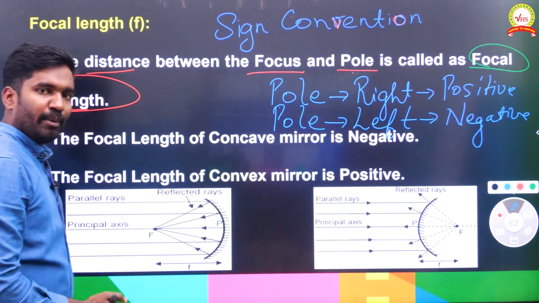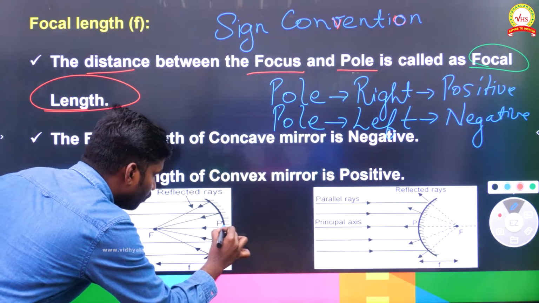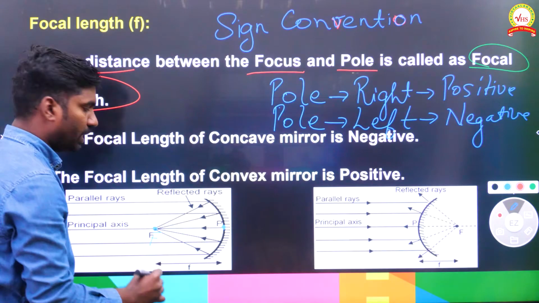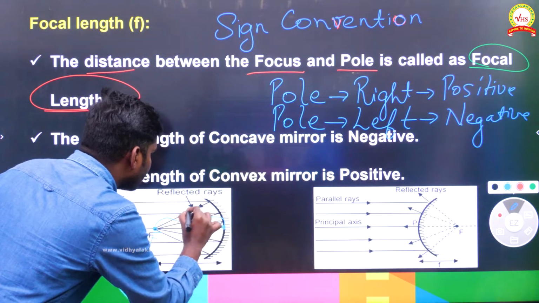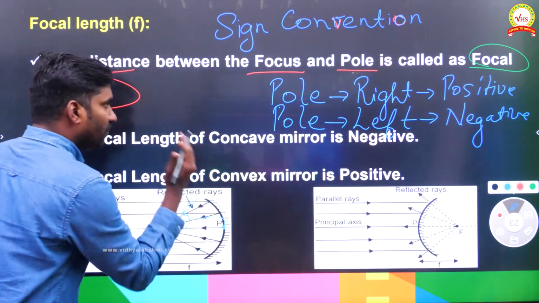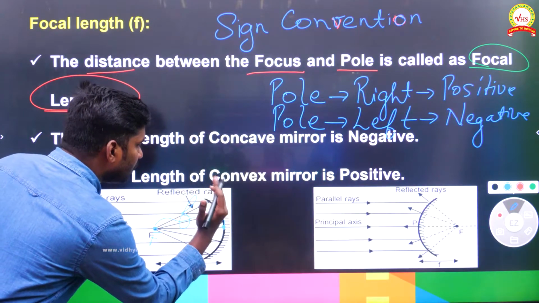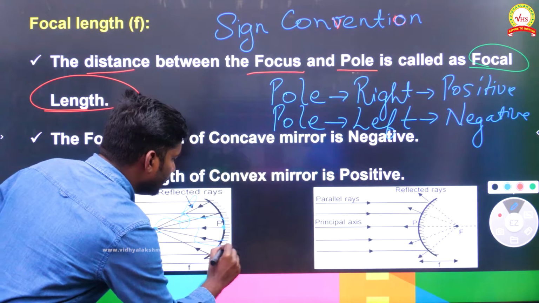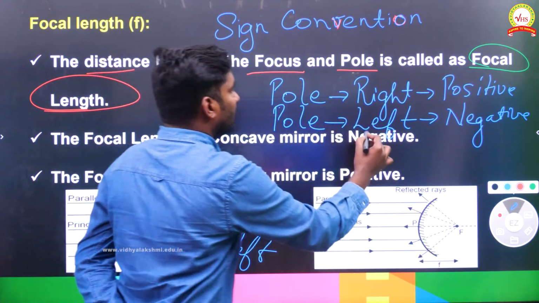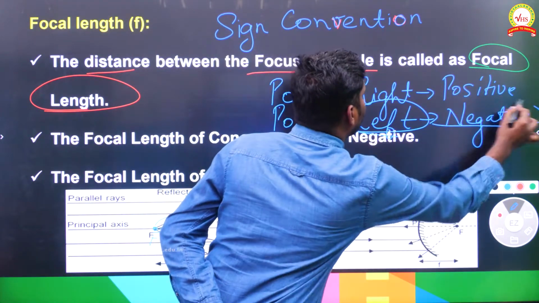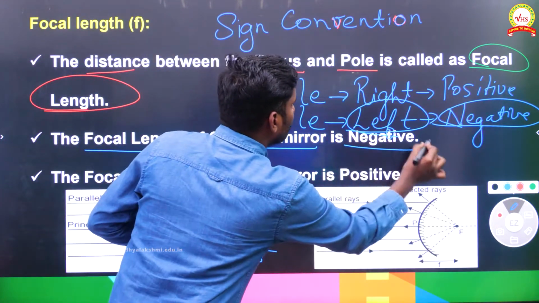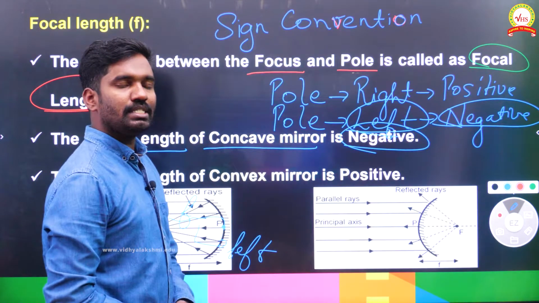If you are checking this diagram, this point is going to act as the pole for a concave mirror, and this point is going to act as the focus for a concave mirror, and this length only we will be calling the focal length, which is denoted by the symbol small f. In this diagram, the focal length is located from the pole towards the left side. Already we said that the distance from the pole towards the left must be taken as negative. So the focal length of a concave mirror is negative.